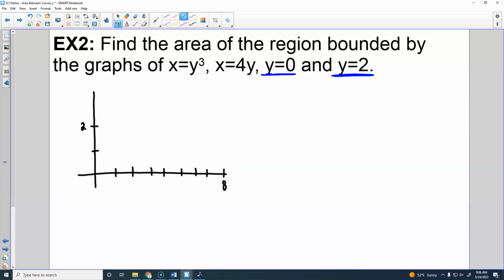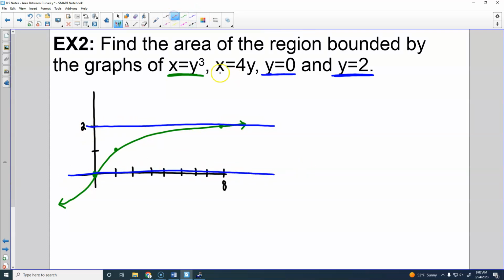If I graph my points, y to the third, 0 to the third is 0, 1 to the third is 1, and 2 to the third is 8. But remember, the 2 that we're plugging in is your y coordinate. So it's not the point (0, 8), it's (8, 2). If you're thinking about what a cubic looks like, this is just like a cubic on its side. That's our green graph. I'm going to draw in horizontal lines here, and let's use red for this.